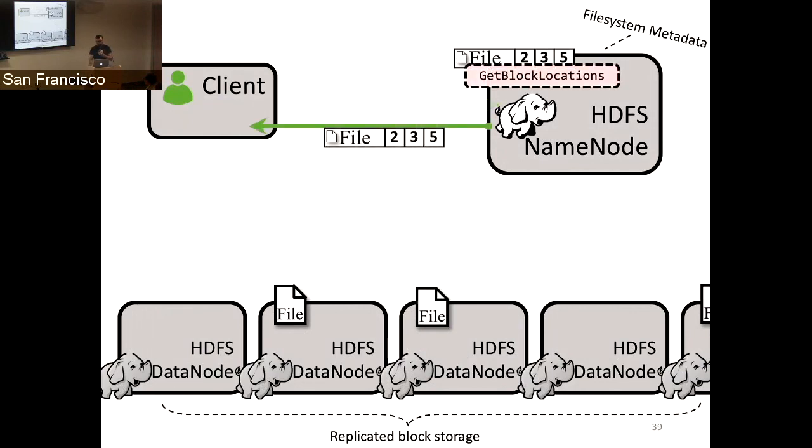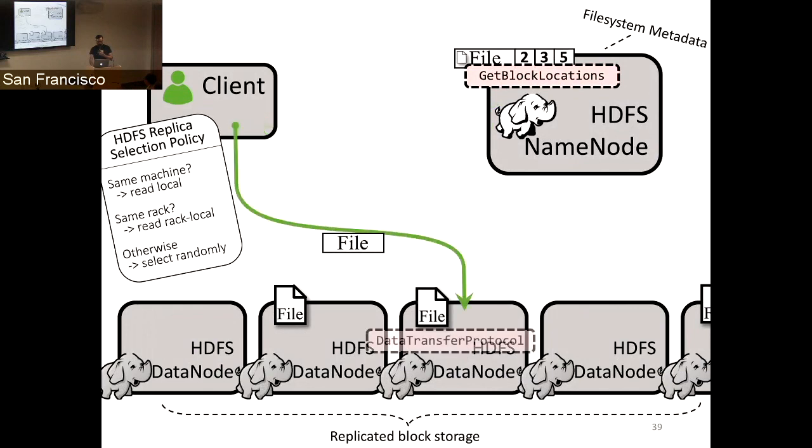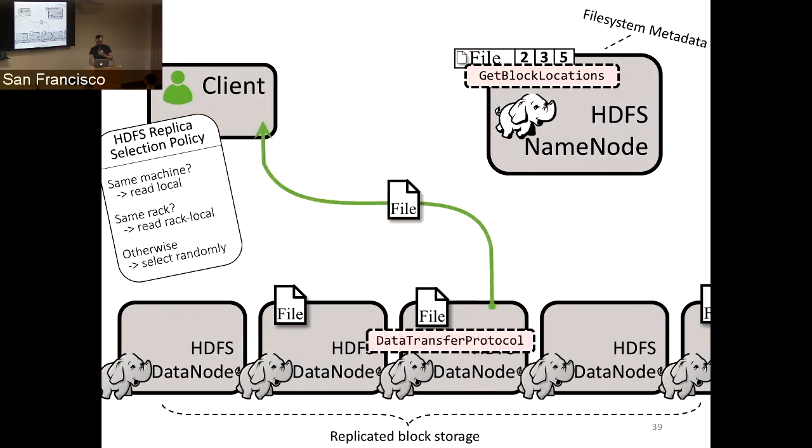Yet again, I'm trying to describe something. I know there's an animation. You get back this thing, and the policy is first, you try to read from the same machine. If you can't, you read from the same rack. If you can't, then just whatever, random style selection, and so you read from the one that's close, and you get the thing back, and you're done.